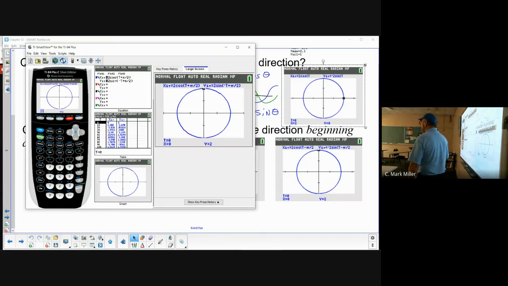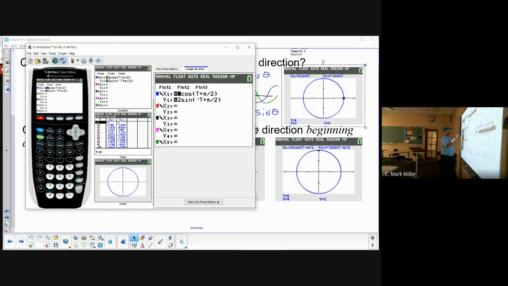How did adding pi over 2 change direction? Think about that. Let's think about it. I'm not going to tell you. Let's go back over here.